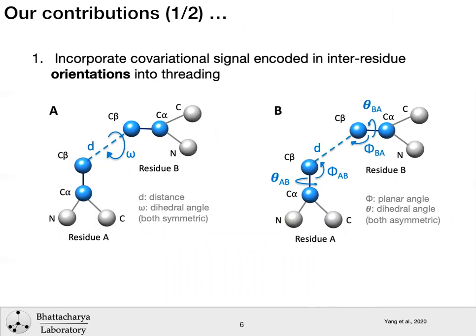We note, while existing threading methods use contact or distance information, none of the threading methods incorporate orientation information so far. Here, the figure illustrates distance and orientation angles. In particular, d represents distance, and omega, theta, and phi are orientation angles. Here, omega is a symmetric dihedral angle. On the other hand, theta is an asymmetric dihedral angle and phi is an asymmetric planar angle.